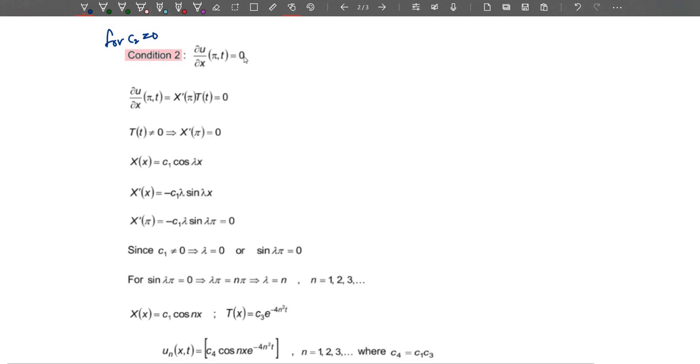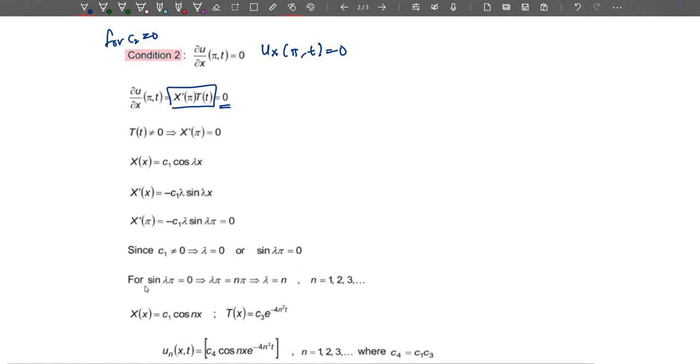Okay, del u over del x at pi, t equal to 0, which means here the boundary condition is u_x(pi,t) equal to 0. So X prime pi times T(t) equal to 0. T(t) does not equal 0, therefore X prime pi equal to 0. X(x) is c1 cos lambda x, after we have applied the first condition. X prime x is negative c1 lambda sin lambda x, because we differentiate X(x) with respect to x. Hence X prime pi is equal to negative c1 lambda sin lambda pi equal to 0. Since c1 cannot be 0, and lambda is not 0, sin lambda pi equal to 0.